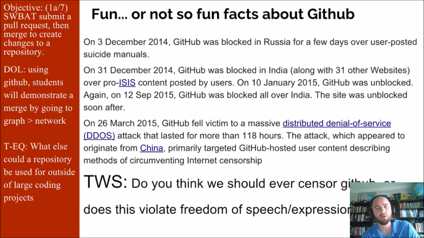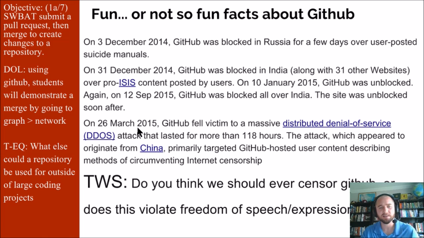On December 3rd, 2014, GitHub was blocked in Russia for a few days over posted suicide manuals. Not source code, but manuals of how to carry out such an act. Then, in the same month, in the same year, GitHub was blocked in India, along with 31 other websites, over pro-ISIS content being posted. On January 10th, 2015, GitHub was unblocked, but then again on the 12th of September, GitHub was blocked all over India. Eventually the site was unblocked. So India is blocking it and unblocking it.